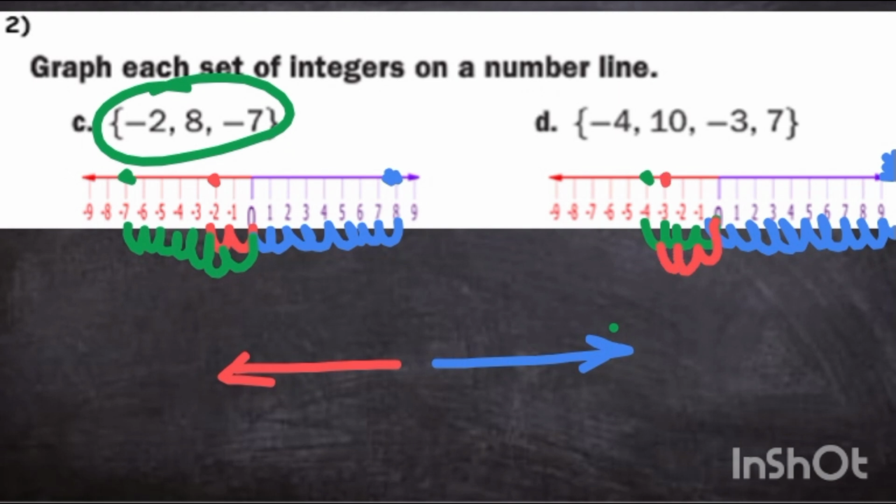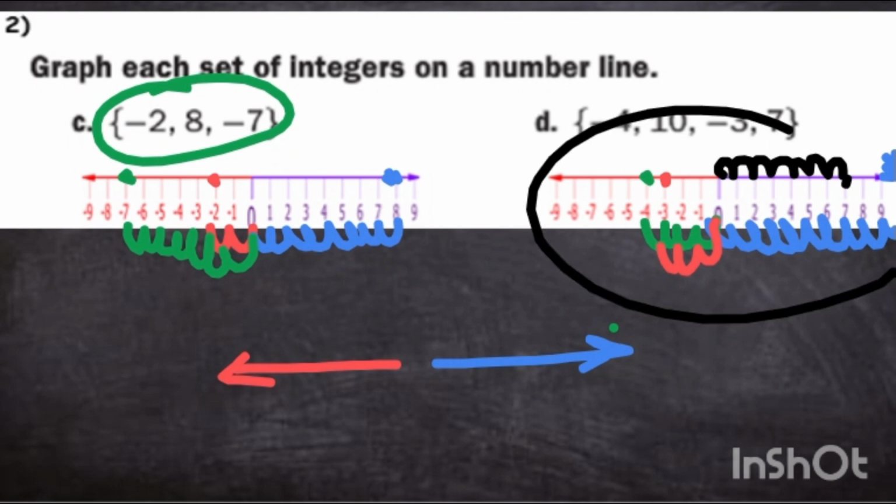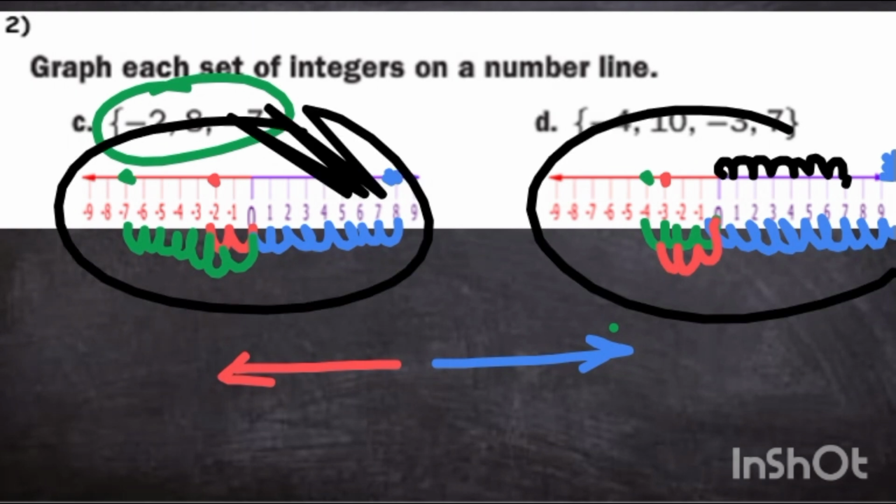Then the last number we have is +7. As it is positive, we need to graph 7 units to the right. So 1 2 3 4 5 6 7. We graph 7 units to the right. And this is how we graph integers on a number line.